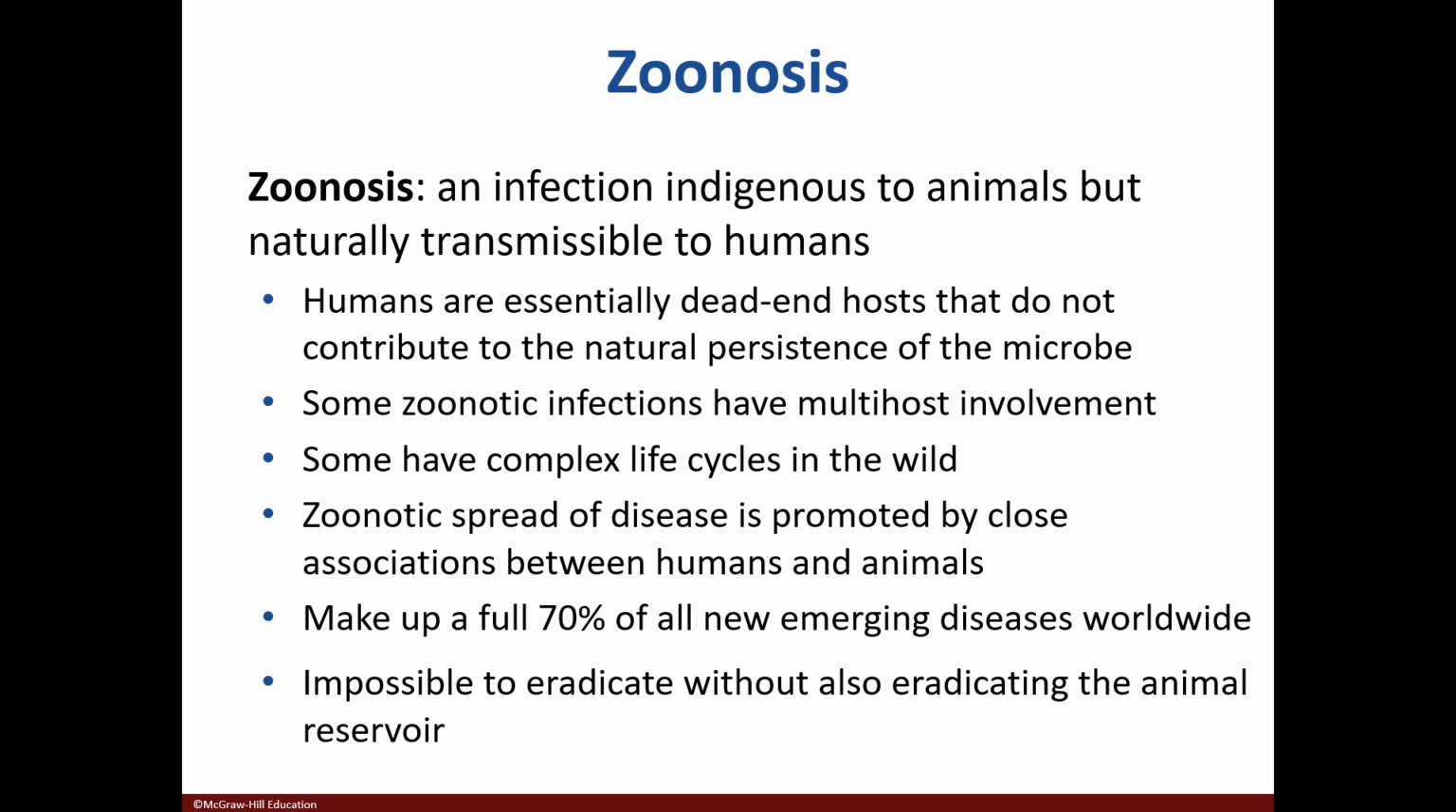Animals can spread their diseases to humans. Rabies can have multiple host involvement, and some have difficult life cycles in the wild. These zoonotic diseases like hantavirus, the plague, and toxoplasmosis have spread because of the close associations we have with animals. They make up about 70% of emerging diseases, and they're difficult to eliminate without completely eliminating the animal reservoir.